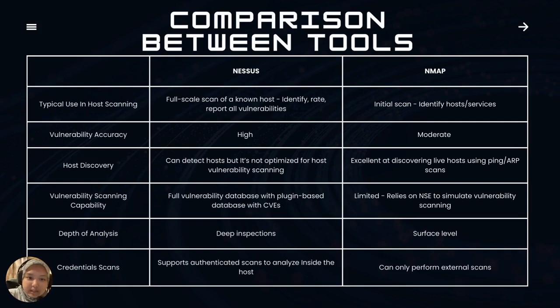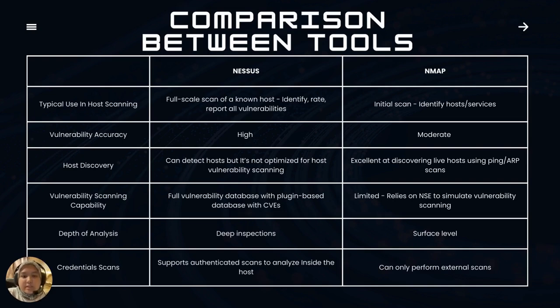Now, vulnerability scanning capability. Nessus has a full vulnerability scanning engine backed by a large database of CVEs and plugins, while Nmap's scanning capabilities are limited as it only relies on custom scripts through the Nmap Scripting Engine, which is the NSE, to simulate vulnerability checks. Then, depth of analysis. Nessus performs deep inspections of a host's internal state, especially when credentials are provided. Meanwhile, Nmap's analysis is more on the surface level, focusing on what's visible from the outside.